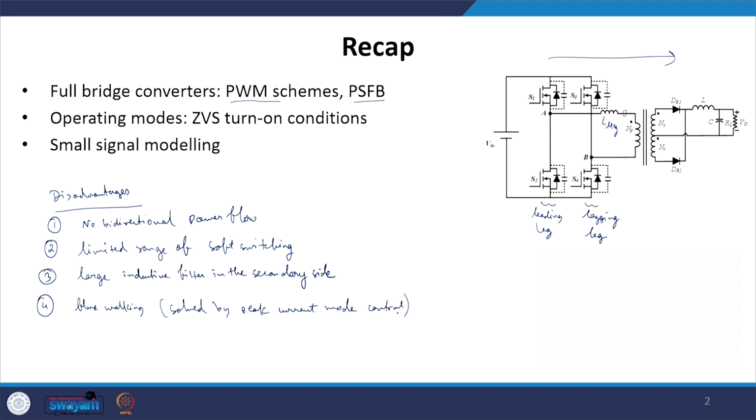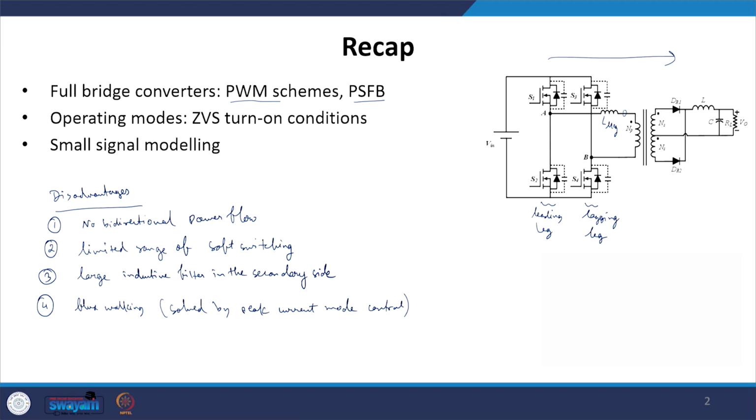They will slightly change the duty ratio from its nominal value to either less or more, and that's when they can control the peak current of the transformer in the positive and negative side to the nominal values. That is also one disadvantage which one needs to address.